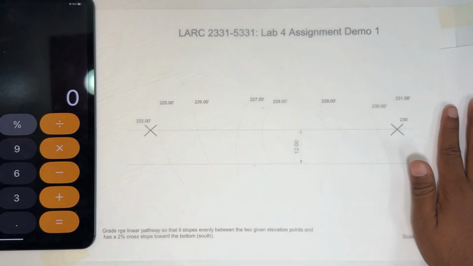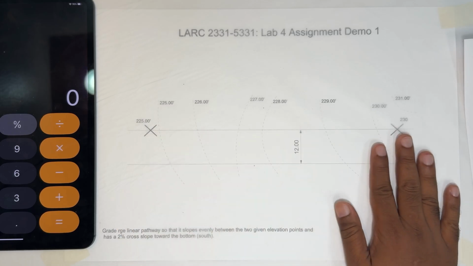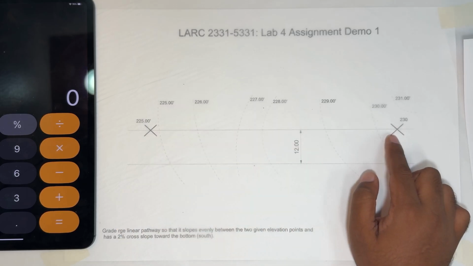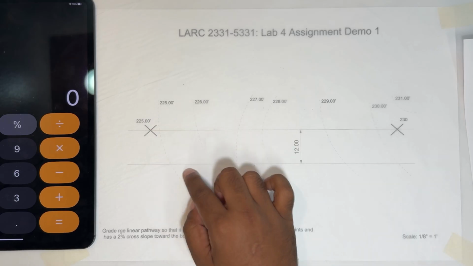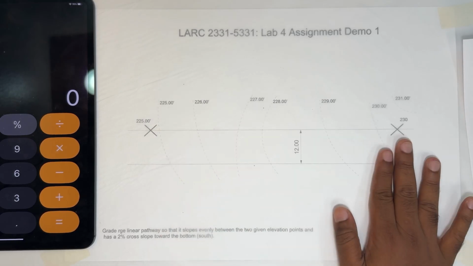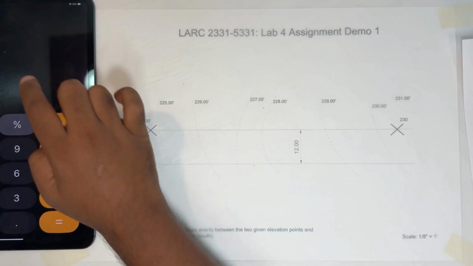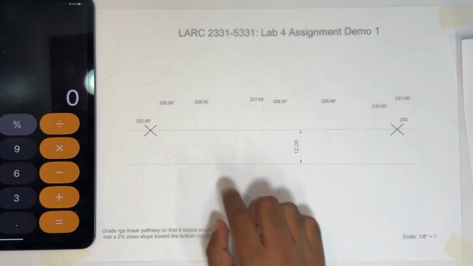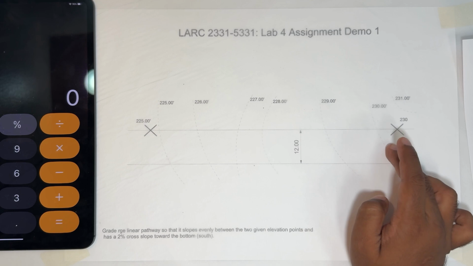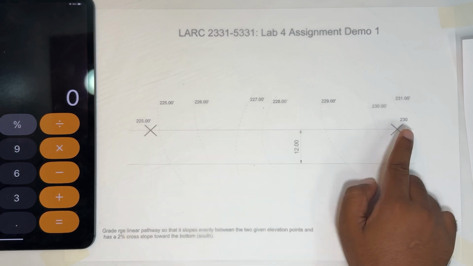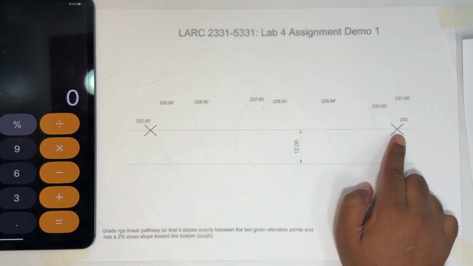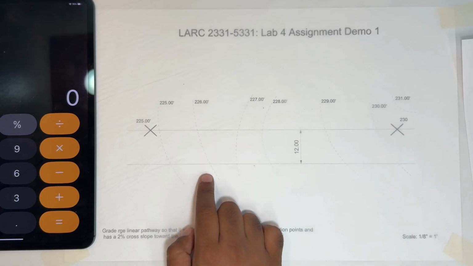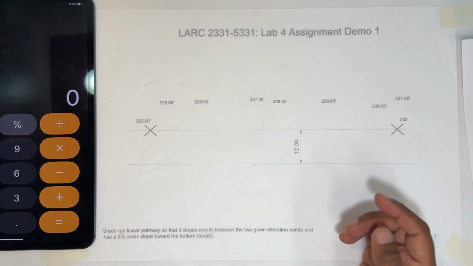Before we jump into solving the problem, look at the problem first. So we have a few contour lines. Essentially, we'd have to regrade this site so that these contours change their form, and we have to create an even slope between this point and this point. And also, there's one additional step: this road towards the bottom would have a cross slope of 2%.